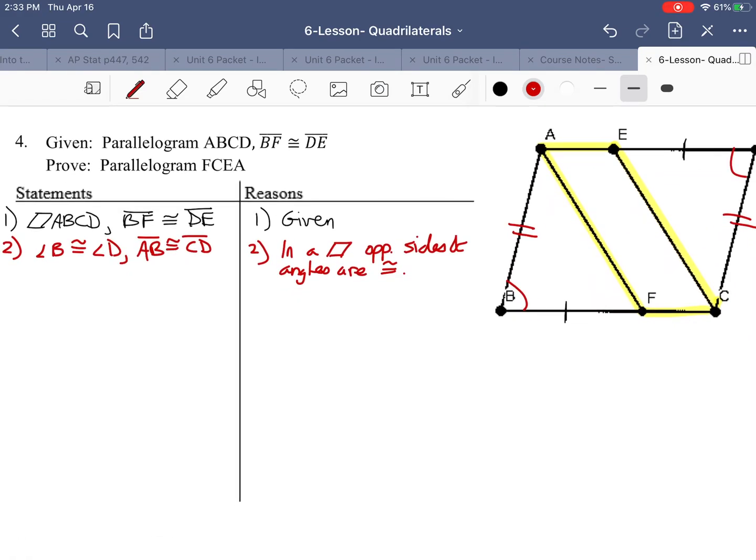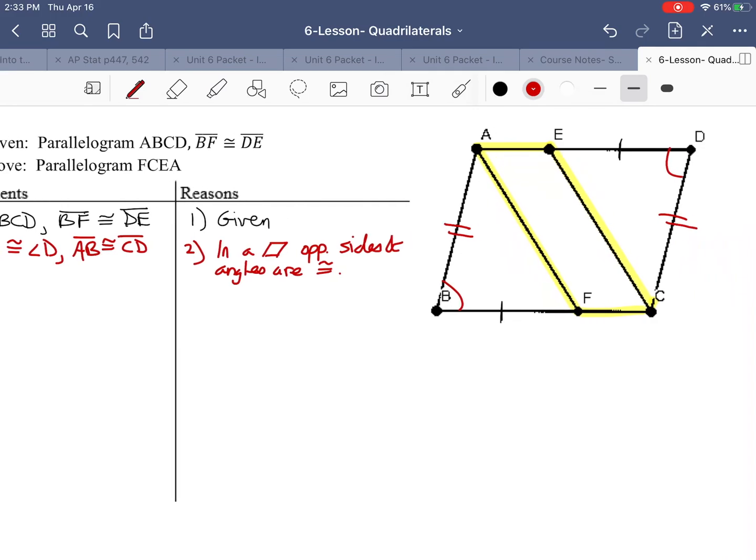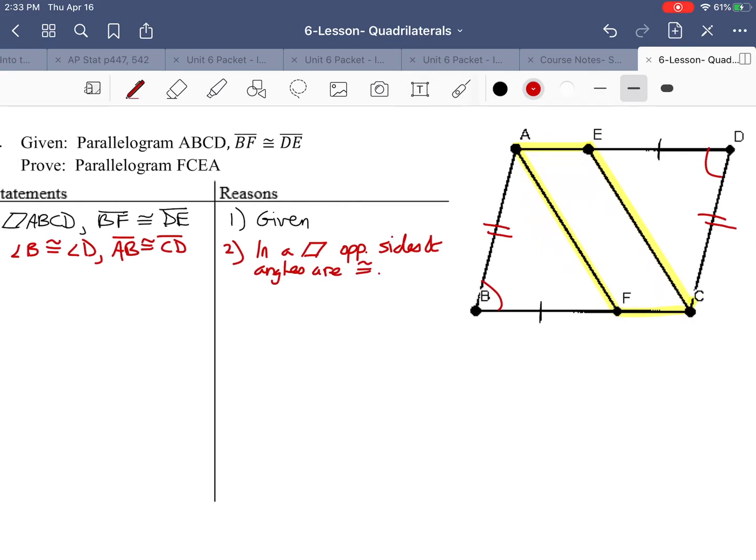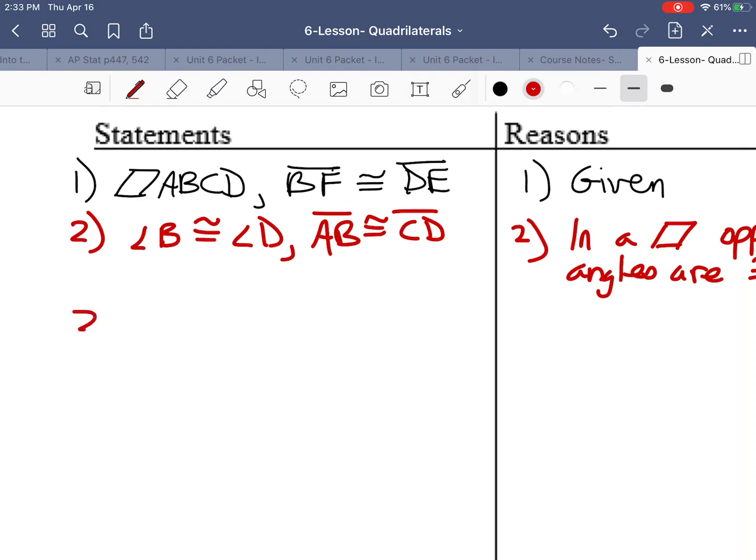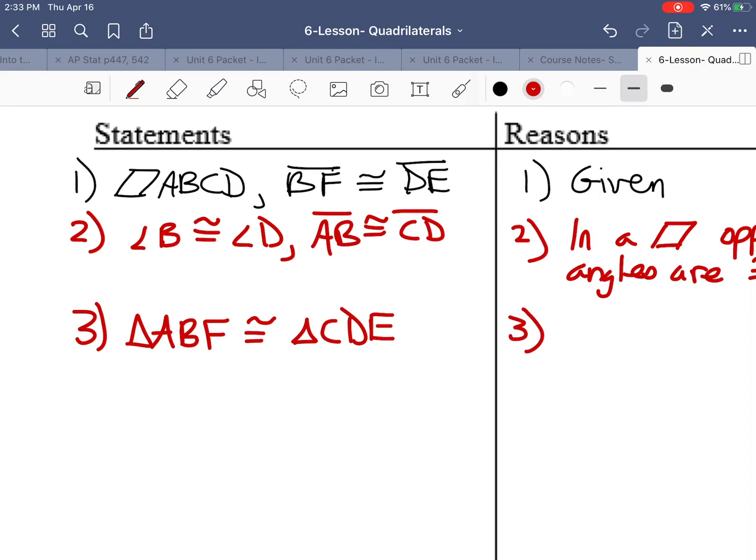All right. So we already knew that BF and DE were congruent. I can now state that ABF and DCE are congruent, which is great. All right, so ABF and CDE. Just want to get the ordering right. And that's the SAS axiom.